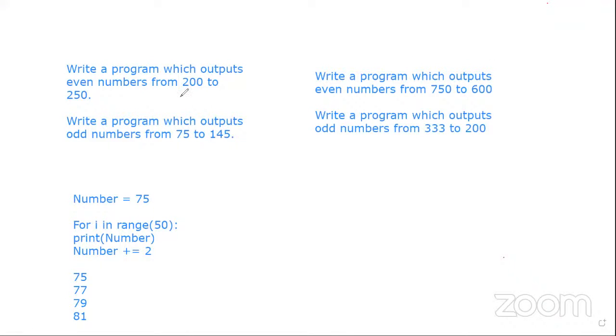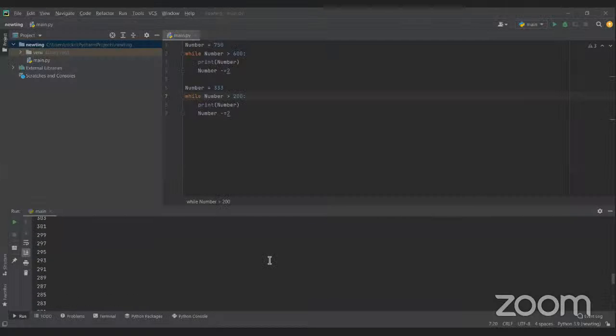Rafif, I'm done with both tasks. All right. Just share your screen. Here it is. Okay, so it counts down, yeah? Yeah, from 750 till 600, and then 333 to 200. All right, great. So you're done with that.